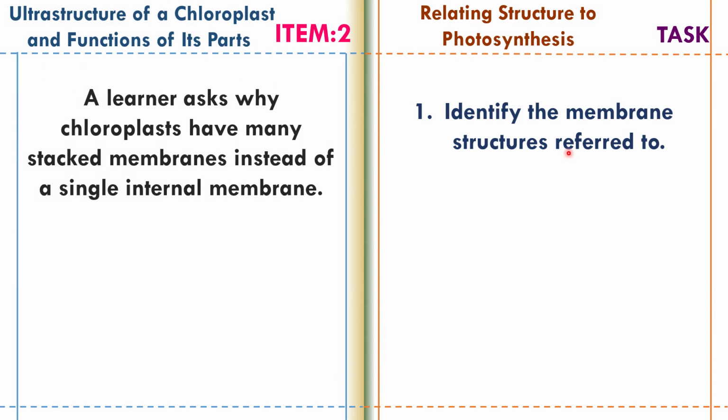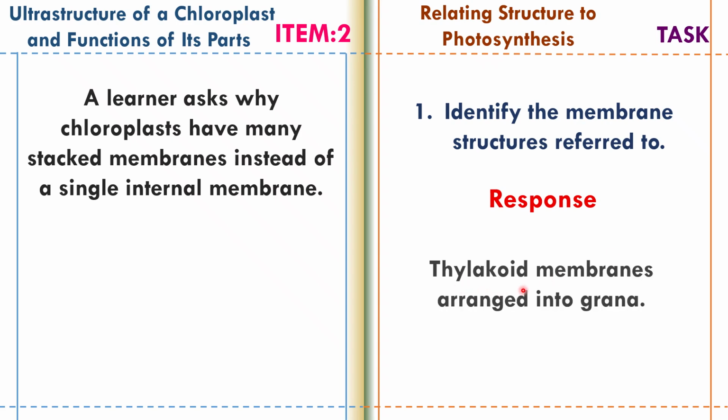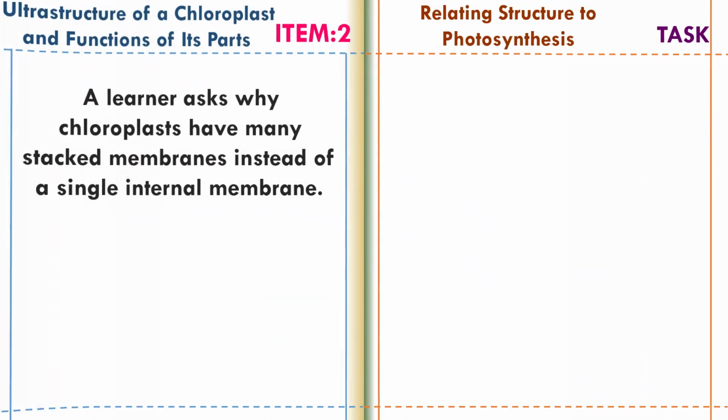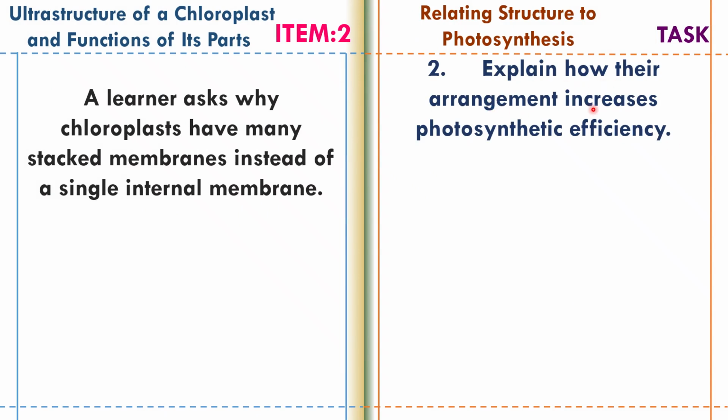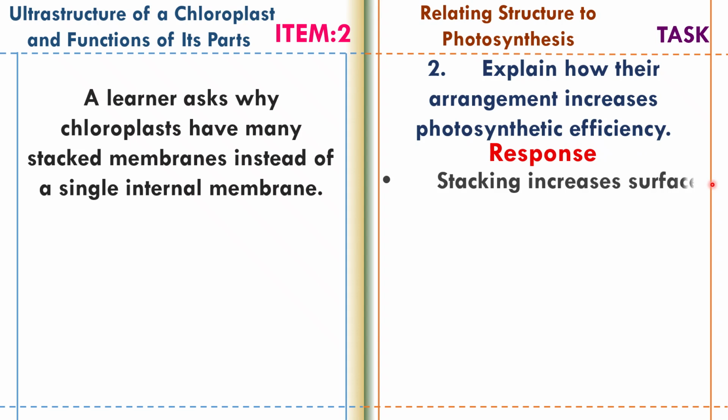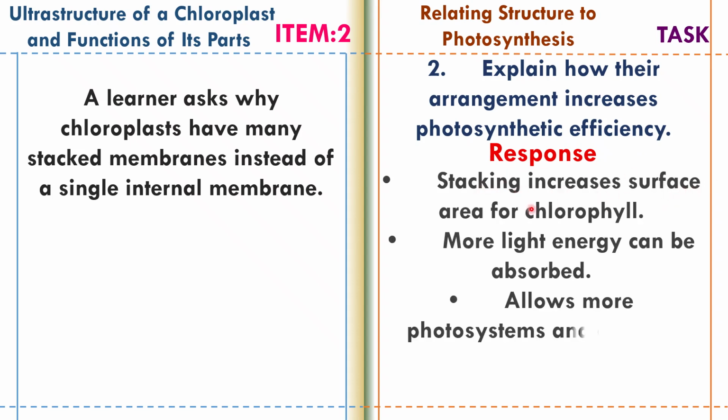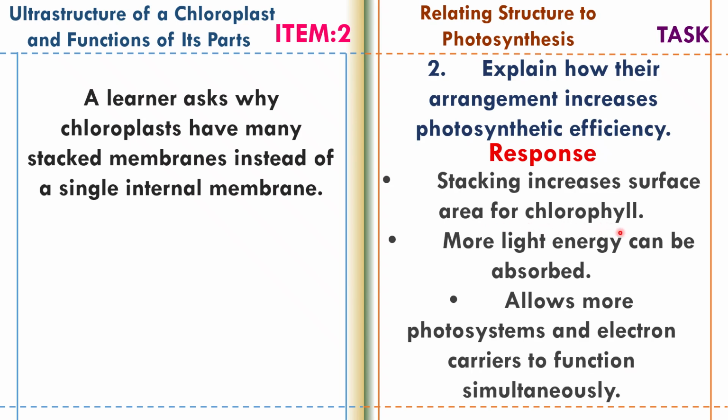Identify the membrane structure referred to. They are the thylakoid membranes arranged into grana. Explain how their arrangement increases photosynthetic efficiency. Stacking increases surface area for chlorophyll. More light energy can be absorbed. This allows more photosystems and electron carriers to function simultaneously.